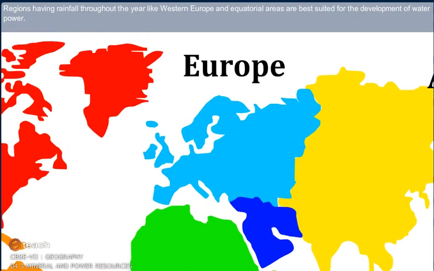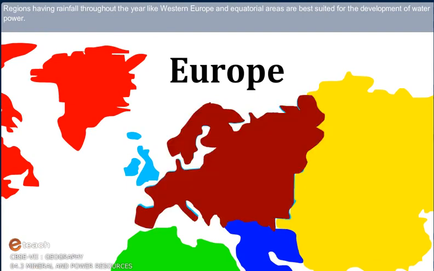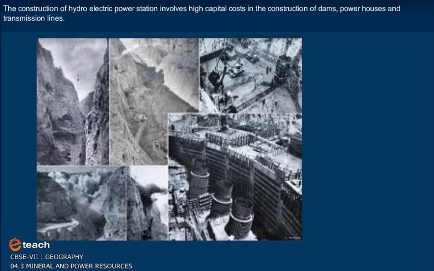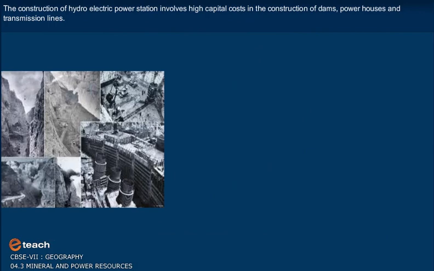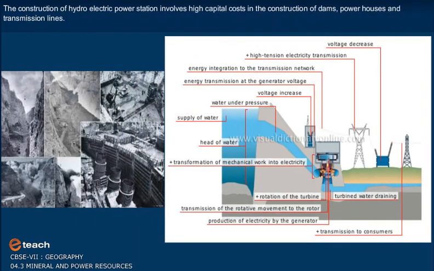Regions having rainfall throughout the year, like Western Europe and equatorial areas, are best suited for the development of water power. The construction of hydroelectric power station involves high capital costs in the construction of dams, powerhouses, and transmission lines.